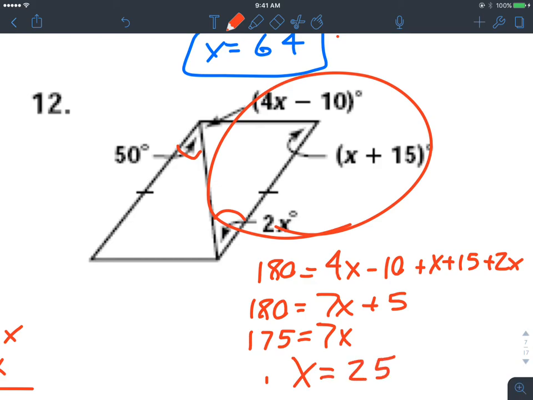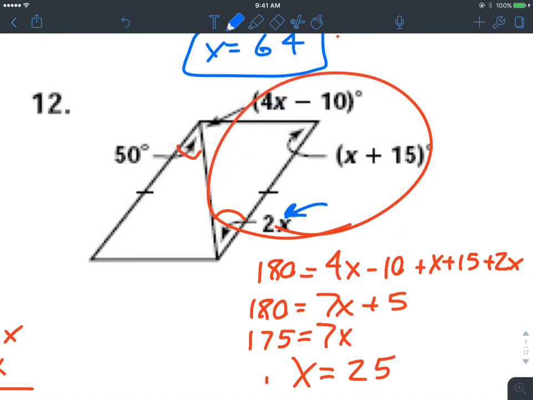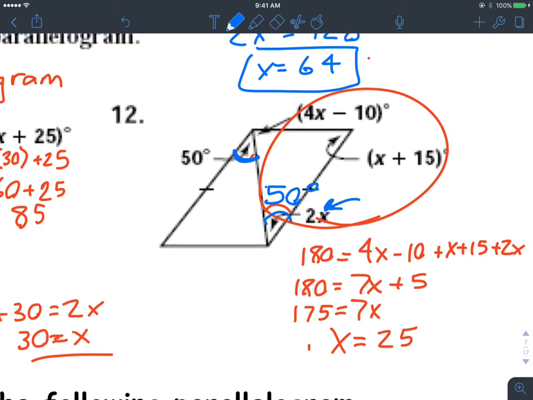Alright, and then I want to just verify real quick. If I plug 25 back into x right here, that should get you 50 degrees, and 50 is congruent to the 50 up there. Therefore, your sides are parallel. Therefore, this thing is a parallelogram.